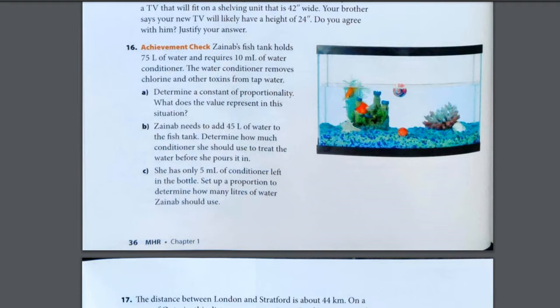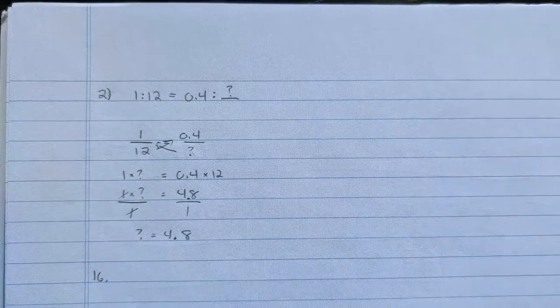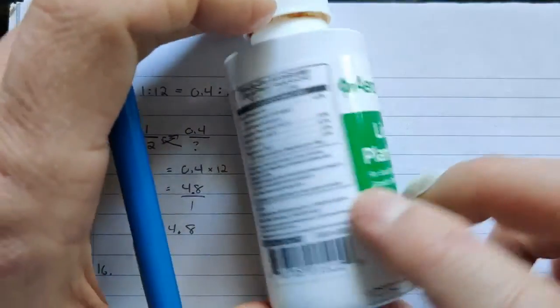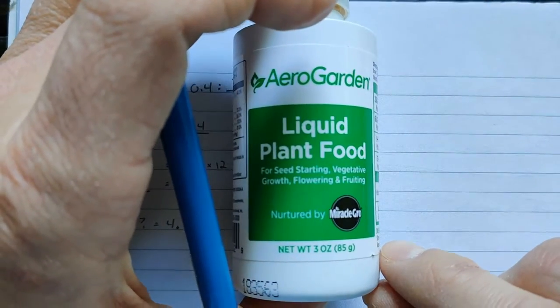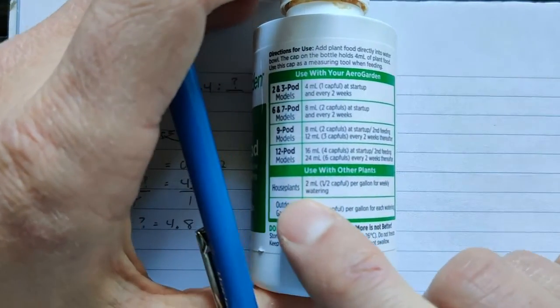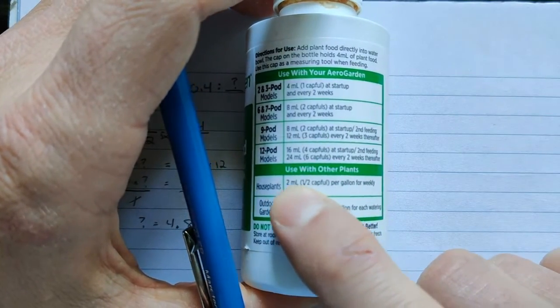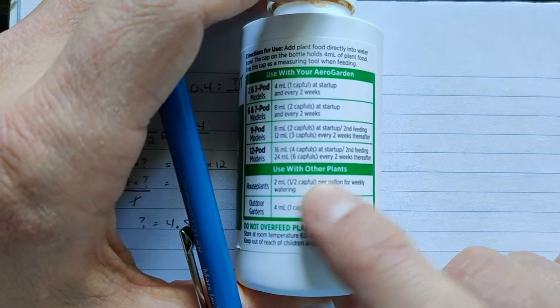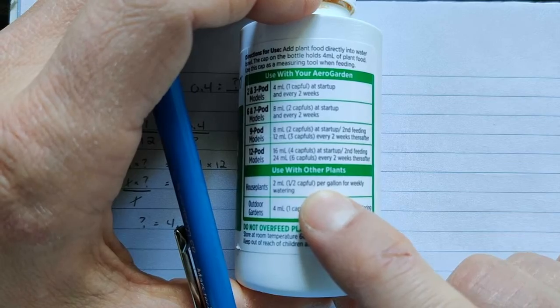When I'm using this for houseplants, I want to use 2 milliliters of this stuff per gallon for weekly watering. So the amount of the plant food to the amount of water that I'm adding to my plants is the rate that they're setting up here. Sorry, I forgot to switch it over. Here we go. Okay, try that again. There's my plant food. So there's my comparison: half a capful or 2 milliliters per gallon for weekly watering. This is the comparison that they use.